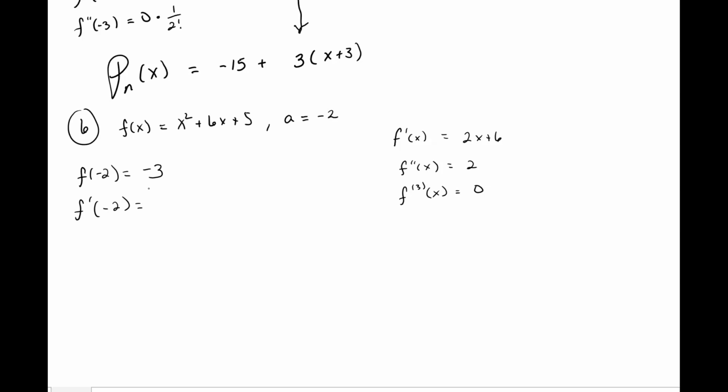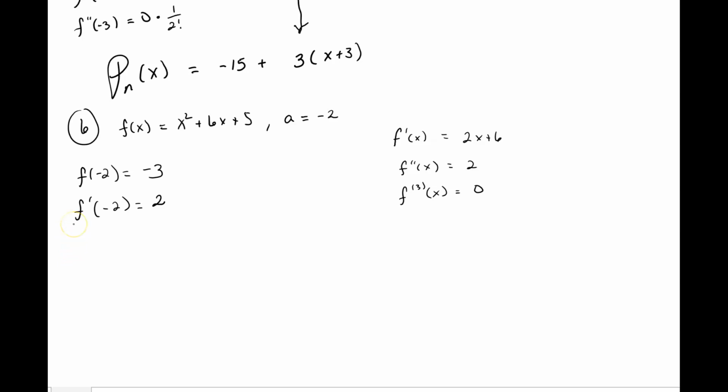Let's see. One little second here. I'm going to make sure I didn't mess anything up this time. All right, so I have 2x plus 6. I plug in my negative 2 for sure. 2 times negative 2 is a negative 4 plus 6. That's a 2. All right, so we get that right there. Okay, that looks good.